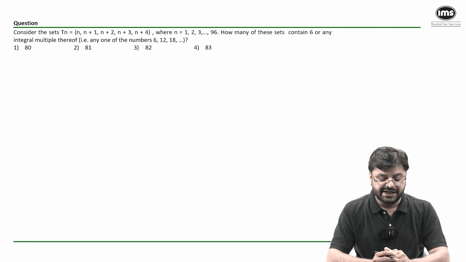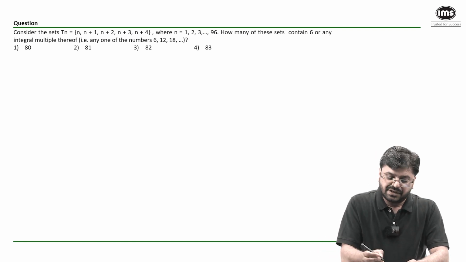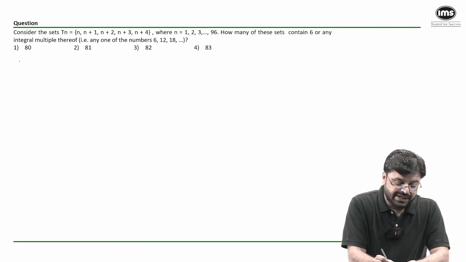Consider the set Tn equal to n, n plus 1, n plus 2, n plus 3, n plus 4, where n equal to 1, 2, 3, 4 till 96. How many of these sets contain 6 or any integral multiple thereof? That is, any one of the numbers 6, 12, 18, 24 and so on. Let's plug in some values and try.